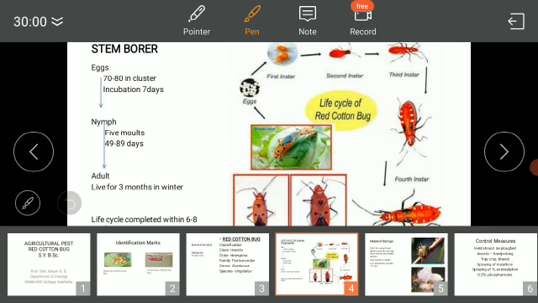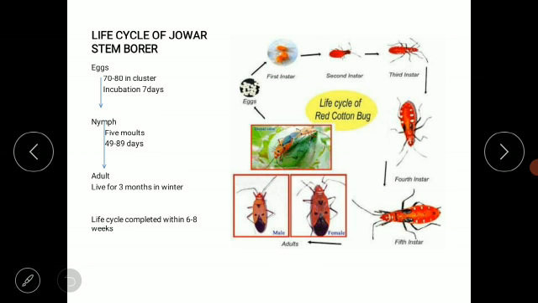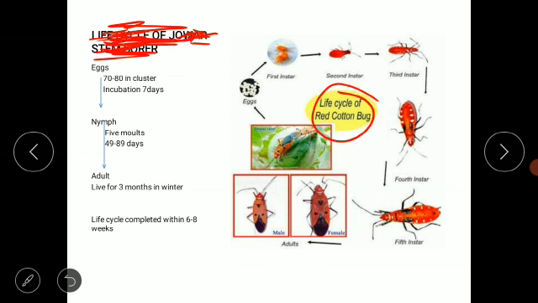Now next we study the life cycle. Just see that this is not the jowar stem borer. Actually, it is the life cycle of the red cotton bug. Here the life cycle of red cotton bug is there. So we study the life cycle of red cotton bug. The female, here you can easily observe that the males are smaller and the females are comparatively larger.